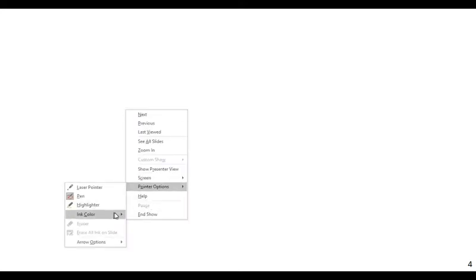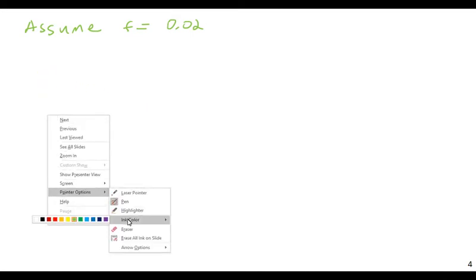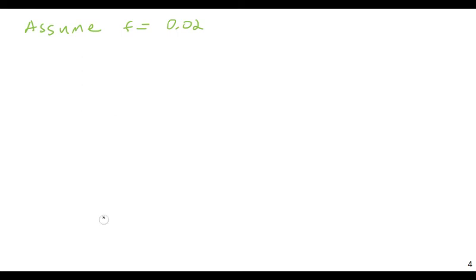The first step is to assume a friction factor. I'm going to start by assuming something near the middle of the Moody range, so I'll assume that f is equal to 0.02. If I assume one of those things, then I can calculate everything else that would come out of it if that were the case.